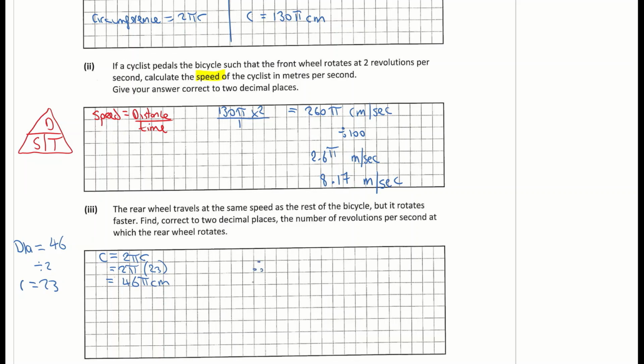Now the distance that the rear wheel has to travel is the same as above. It's still 2.6π, or 260π centimeters. I'm going to divide that by 46π, because that finds how many of the 46π's, the small circle, fit in the bigger circle. When I divide, the π's cancel, giving 5.65. So the number of revolutions needed is 5.65. I don't need to redo the distance, speed and time formula, because the time is still 1 second.